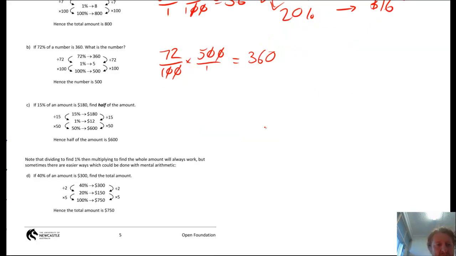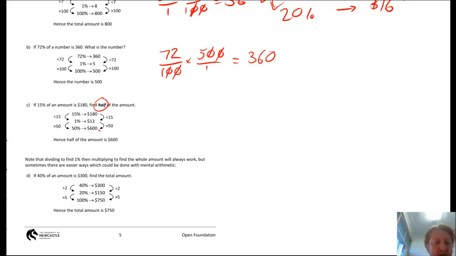If 15% of an amount is 180, find half the amount. It's a pretty minor twist. We're told that 15% is 180, hence divide by 15 on both sides. 1% is 12. We'd only want to get to 50 this time, so instead of times by 100, we times by 50. Hence half of the amount is 600.